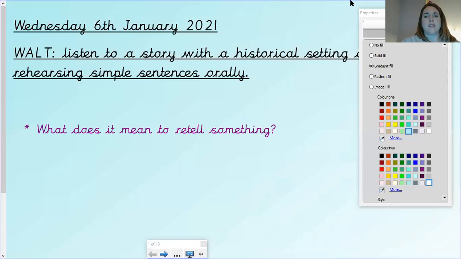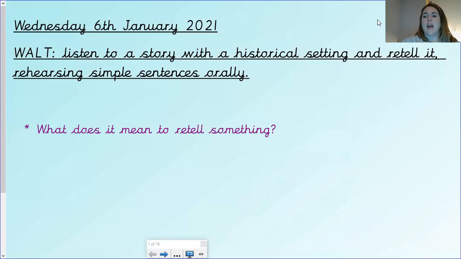Okay, it is Wednesday the 6th of January 2021 and your WALT today is we are learning to listen to a story with a historical setting and retell it, rehearsing simple sentences orally. The first thing you need to do, please, is pause the video and write your date and WALT and then underline it.